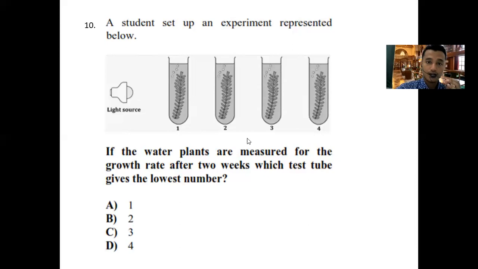So you can see number 1 will grow really well, and that is followed by number 2, 3, and the last one in here, because the light source is far, the plant sometimes struggles to reach the light from this lamp. So the lowest number must be labeled 4. So basically the answer must be D.